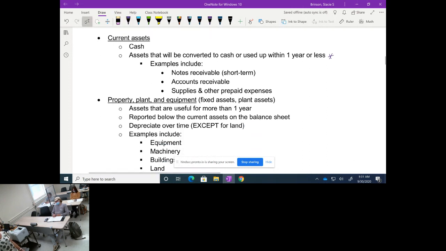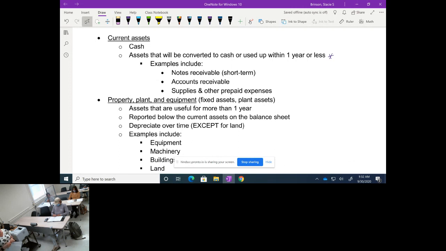Does that make sense? You're gonna see we're gonna have long-term liabilities. There is no such thing as long-term assets. You've got current assets, you've got property, plant, equipment, that's your fixed assets.